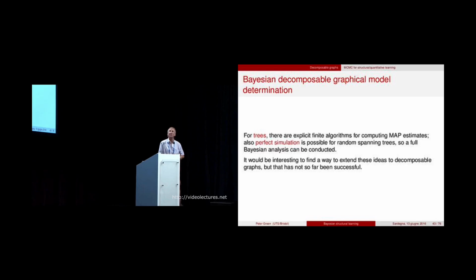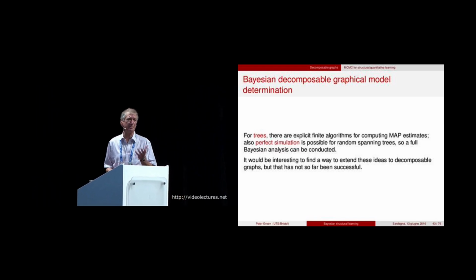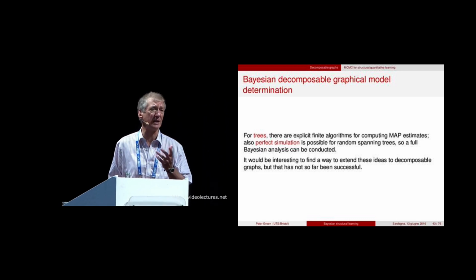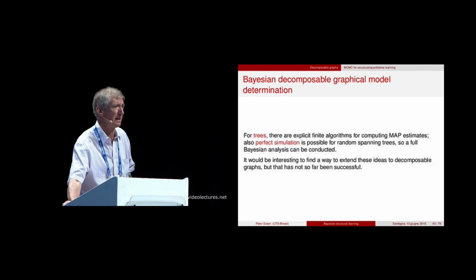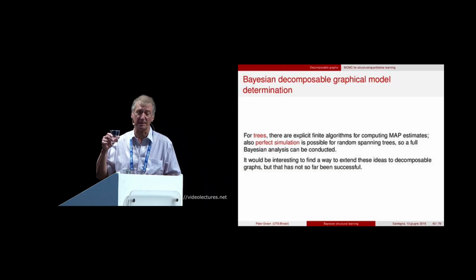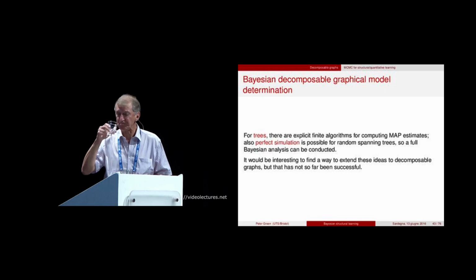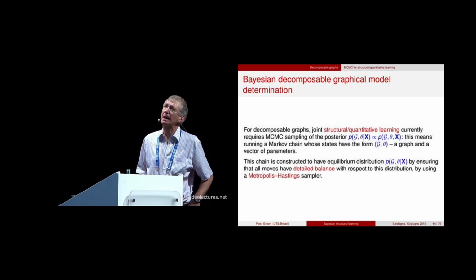Right, let's move on to talk about computing. For trees, there are explicit algorithms. We can do perfect simulation for models on trees. And it would be a beautiful thing if you could use these strong and powerful properties of decomposability here to find perfect samplers for Bayesian decomposable graph models, but there's really no progress on that. So we're looking at MCMC again, and we'll do the usual thing.